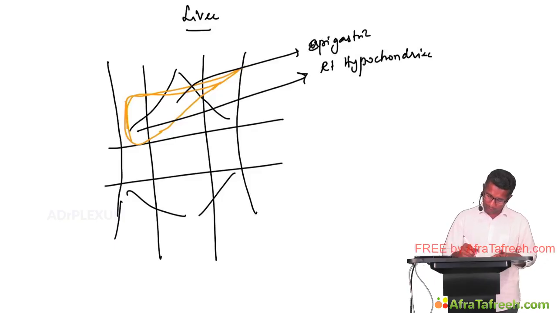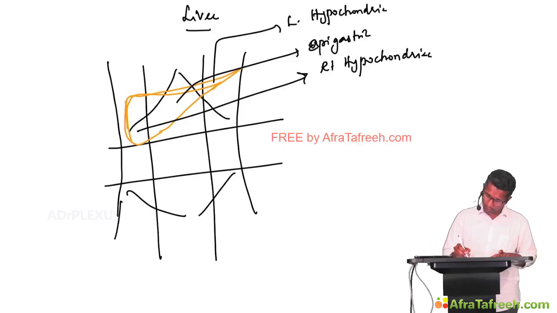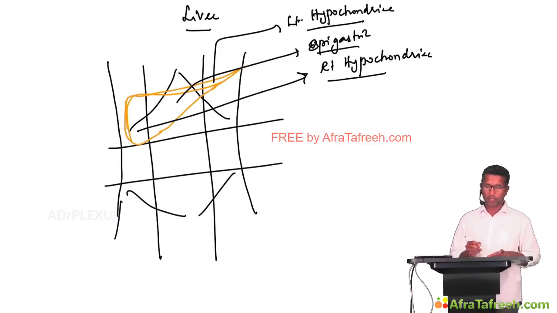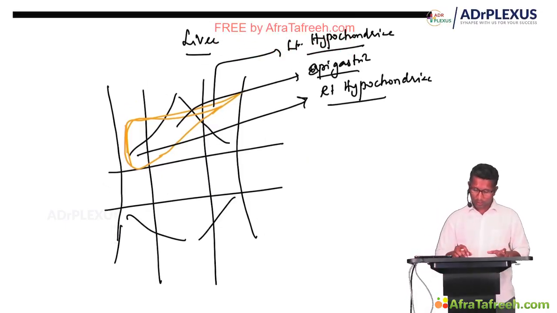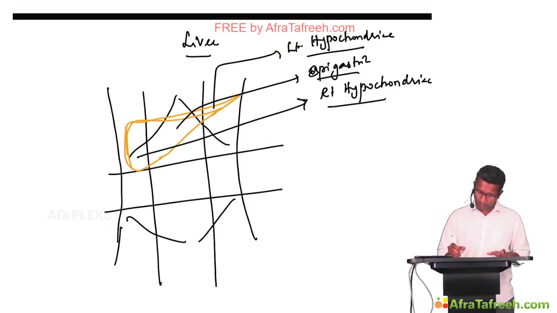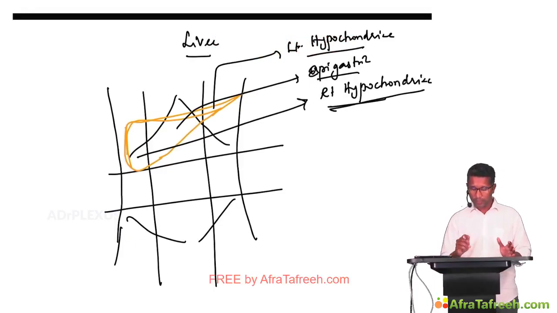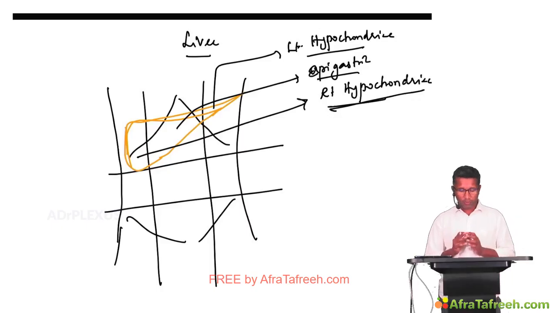Okay, and this represents the left hypochondriac region. So you've got 3 regions which are occupied by the liver. The liver occupies the left hypochondriac, epigastric and the right hypochondriac regions. If you see this, the right hypochondrium is predominantly engulfed by the liver.